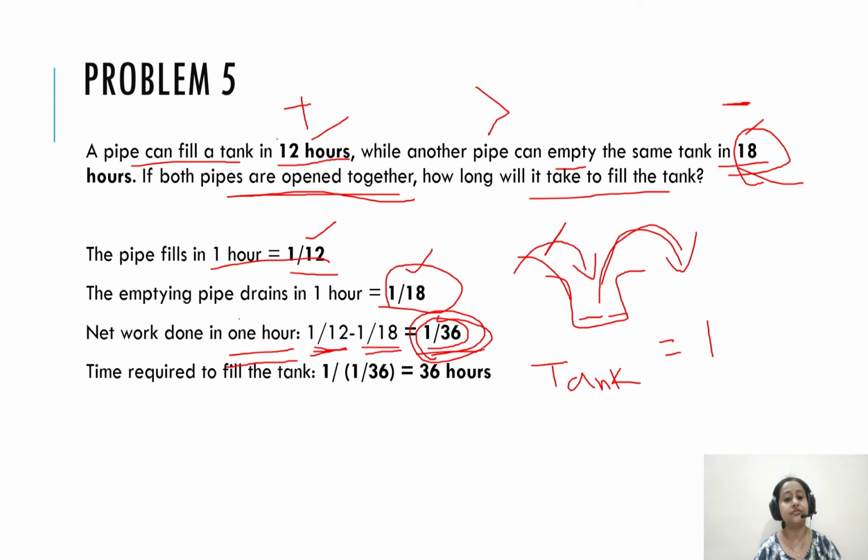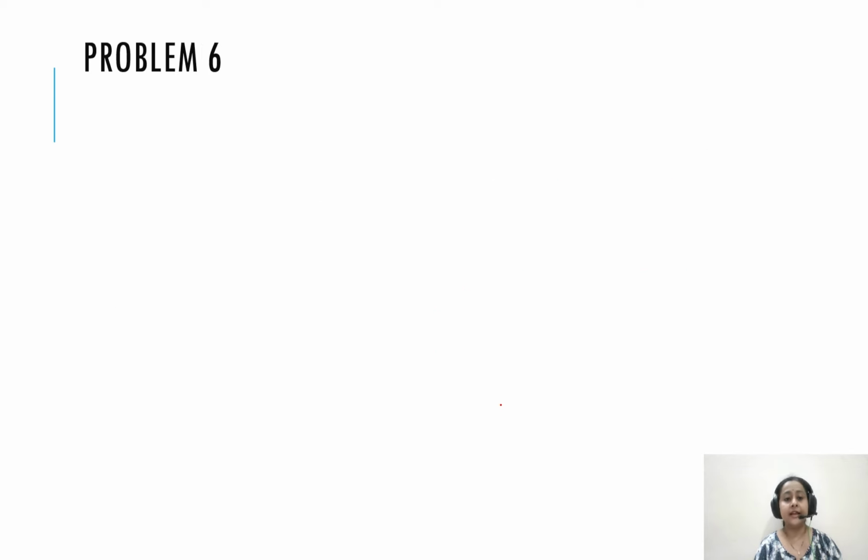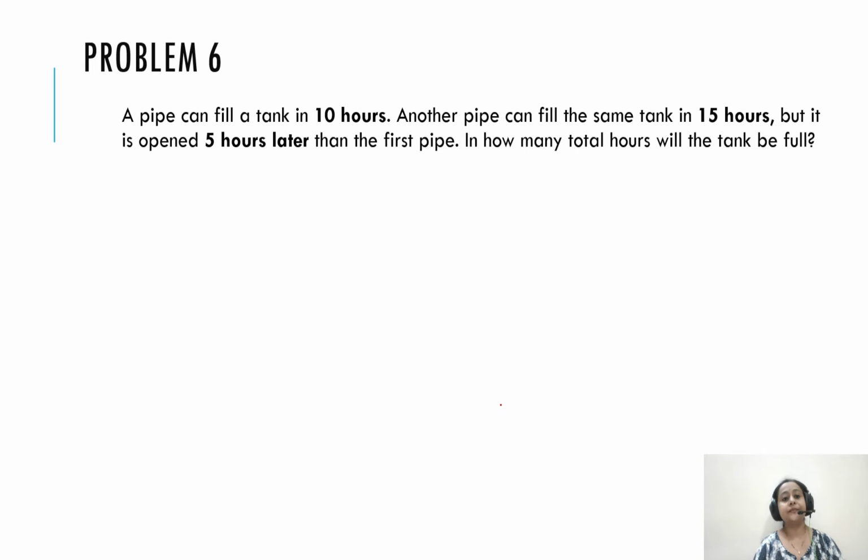So obviously, just like the previous problem, we have to take the reciprocal of it. So the time required to fill the tank will be the reciprocal of 1 by 36, which is 36 hours. So to fill the entire tank while another pipe, the emptying pipe, is also open, it will take 36 hours. Right? Next problem: here there are two pipes.